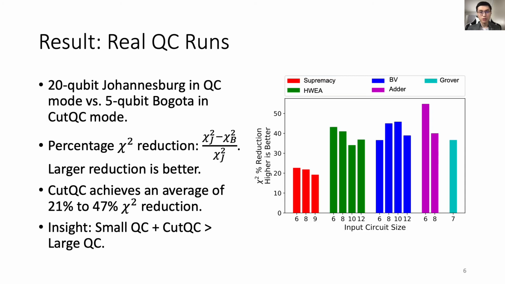Our second set of results compares circuits run directly on the 20-qubit Johannesburg device without cutting and run in the CutQC mode on the 5-qubit Bogota device. We calculate the percentage of chi-square reduction, which measures how much noise CutQC reduces. Larger reduction is better. CutQC on average reduces 21% to 47% of the noise. As a result, small and reliable QC combined with CutQC is better than large but unreliable QC.